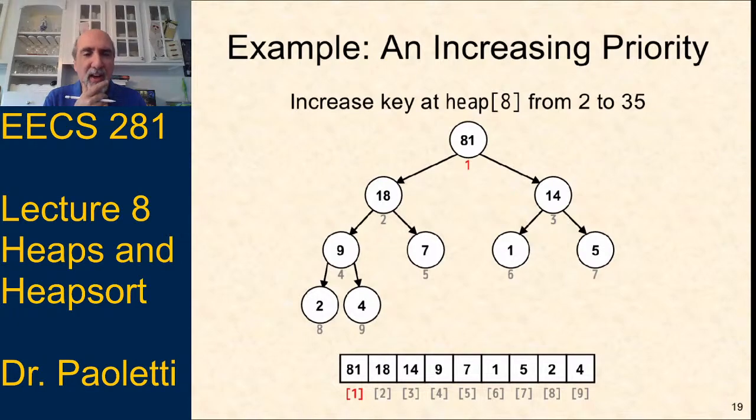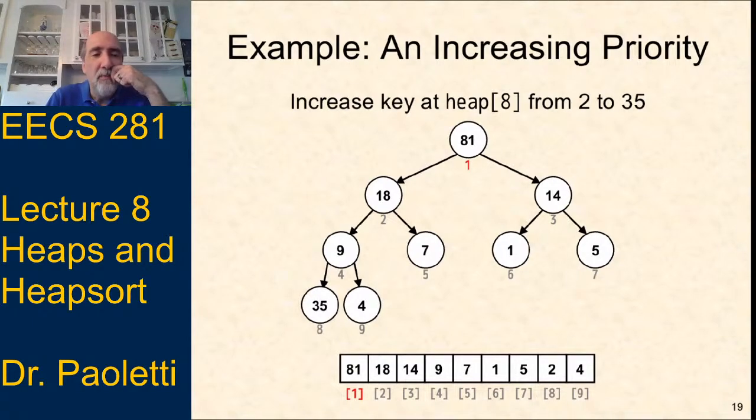What if I said I change the key at heap of 8 and I increase its priority from 2 to 35? So that element down in index 8 is going to have its value changed, which is also going to change its priority. Right, so if we change its priority, then we have to be able to maintain the heap. There we've got an animated slide here. So that 2 became a 35.